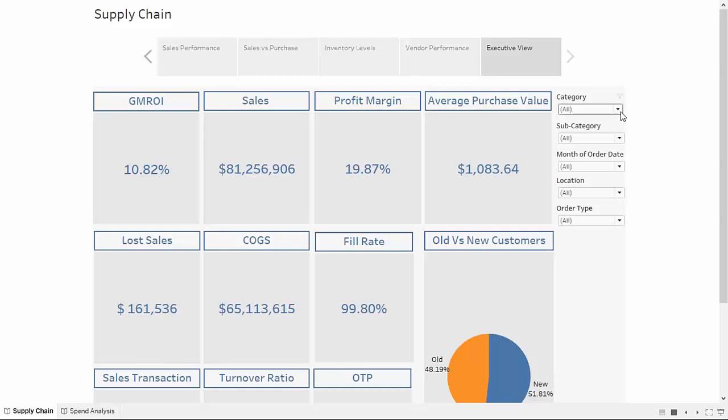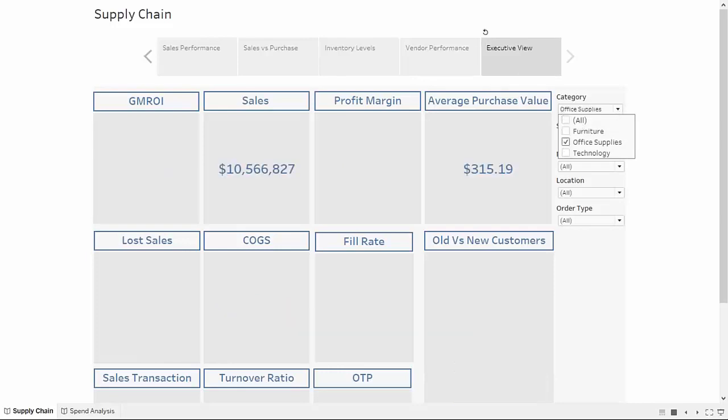This dashboard allows me to get into the details of each category. Let's say my focus is on the office supplies. I select office supplies and get the KPIs accordingly.